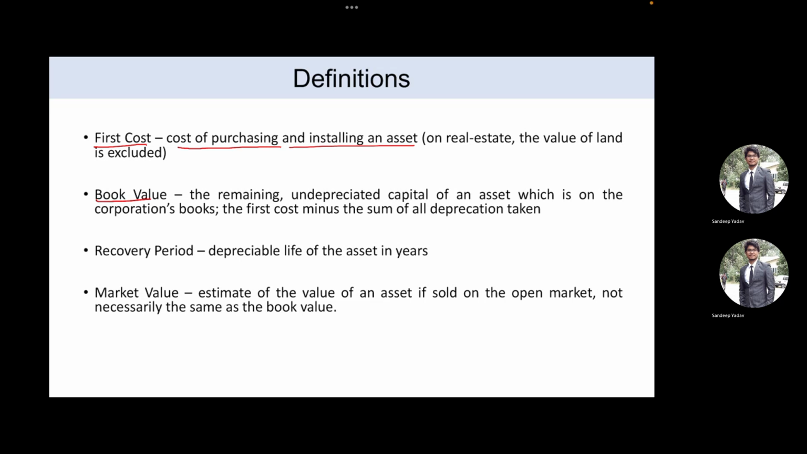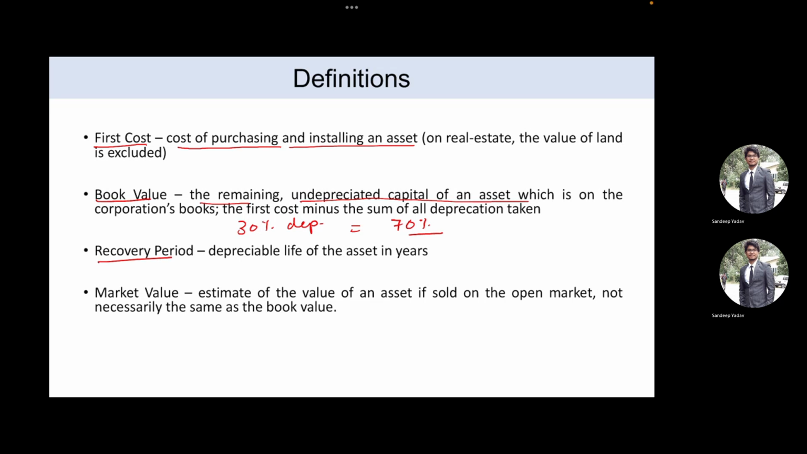The other thing is book value. It is the remaining undepreciated capital of an asset on the corporation's books: the first cost minus the sum of all depreciation taken. That means, in the first example that we have taken, after 1 year, after a reduction of 30% depreciation, the book value will remain 70%. That's how it is calculated.